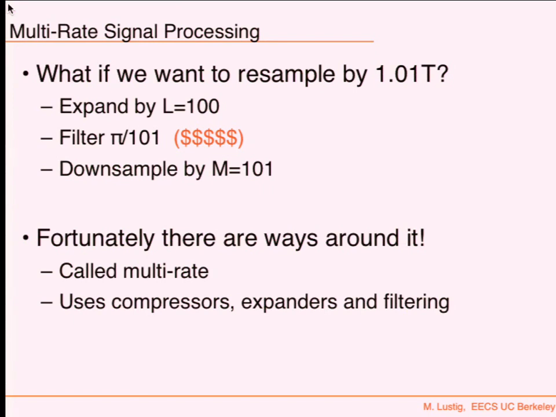Okay, so last time we talked about the curious case of, great, I want to resample, but what if I want to resample only by 1.01? And we saw that it would be really expensive to do it the way that we were thinking. For example, expanding by a factor of 100 is really computationally intensive. There's lots of memory, you need to use really large filters, and then you're going to downsample everything and throw a lot of those samples away, which doesn't make sense. Fortunately, there's a way around it, and that's what we're going to talk about today.